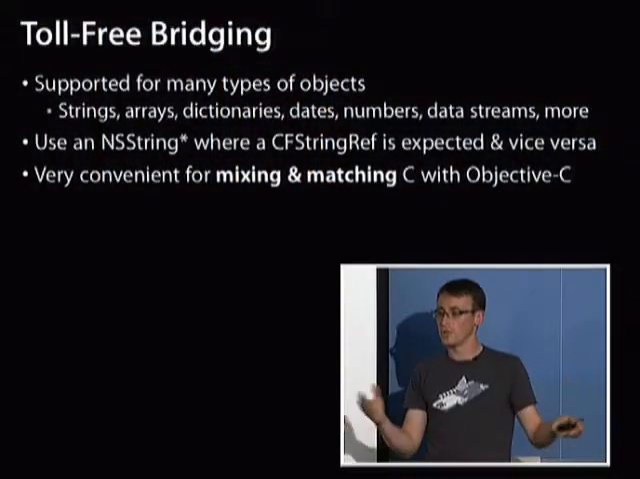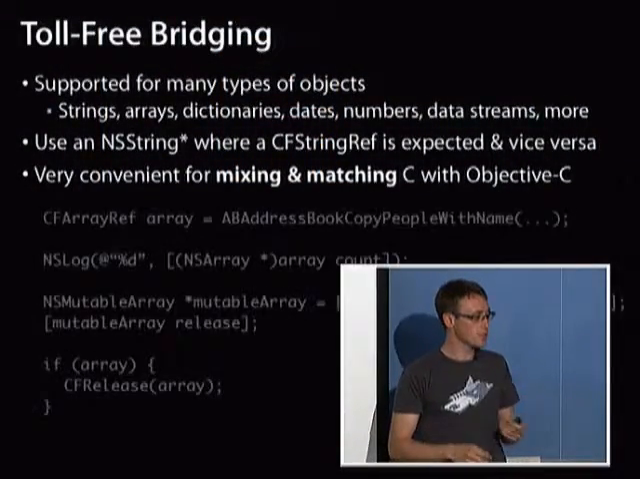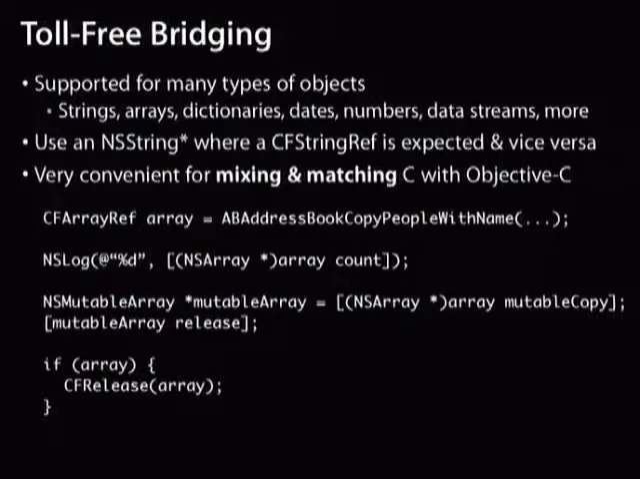What that means is that you can essentially use one for the other. So when you get a CF string or CF array, for example, this API from address book that we'll talk about later will return you a CF array ref. You can actually use that as you would use any NS array. One thing that's important to note is that a CF array ref is an opaque type, and that's equivalent to NS array star.